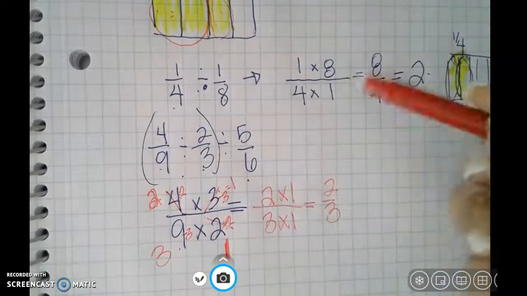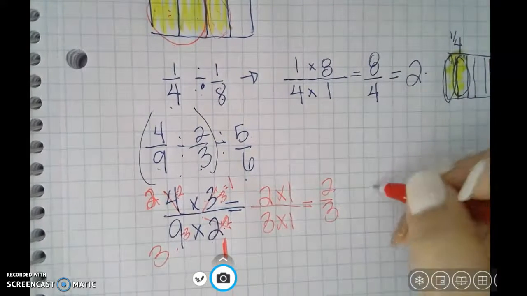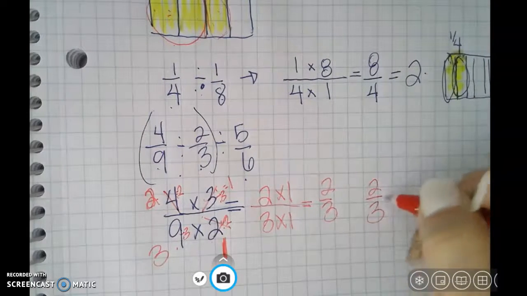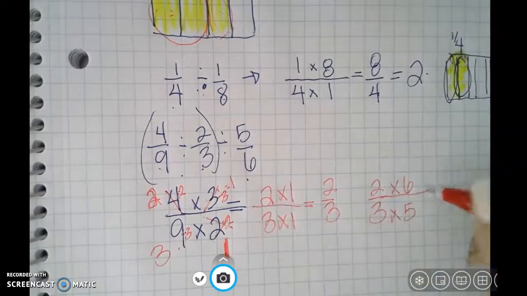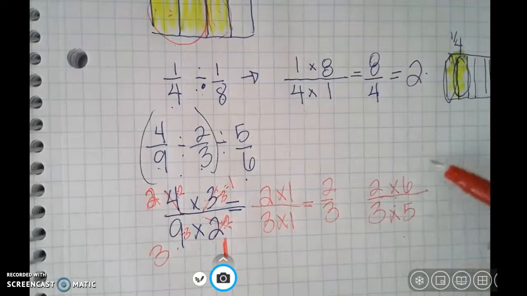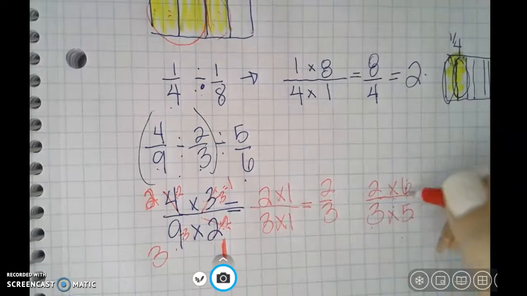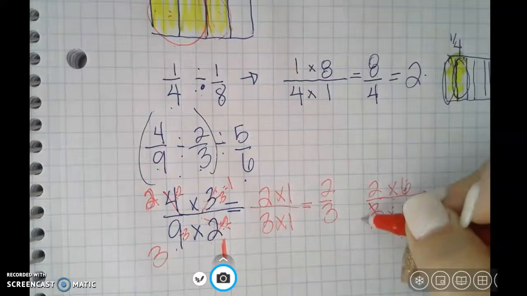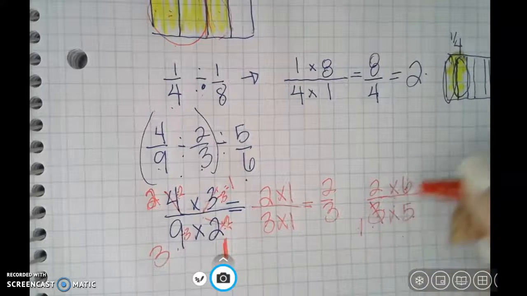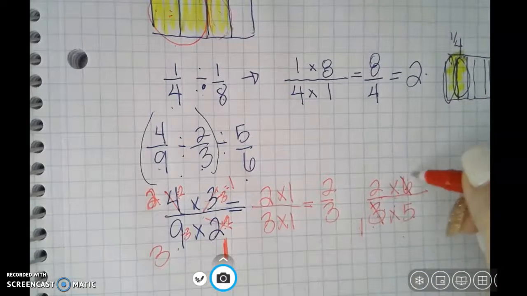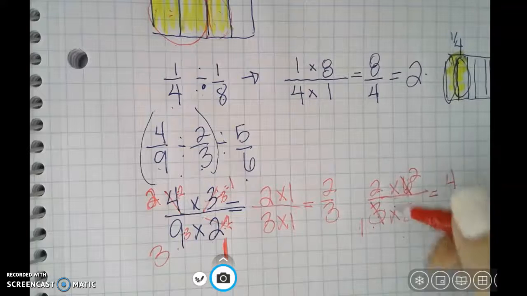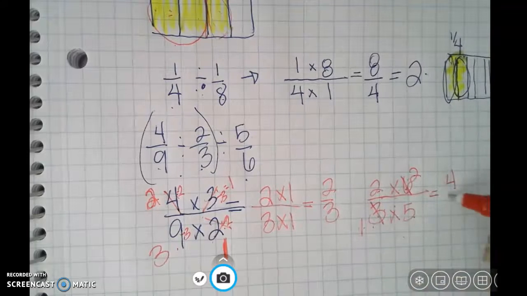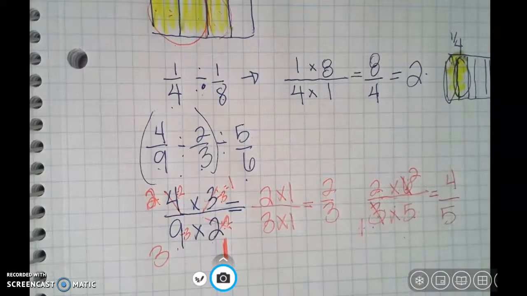I'm now going to take that 2/3 and divide it by 5/6. 2/3 times 6 over 5, because I change and then I flip. I'm going to cross cancel these just to make it easier for me. 3 goes into 3 one time. 3 goes into 6 2 times. 2 times 2 equals 4. 1 times 5 equals 5.